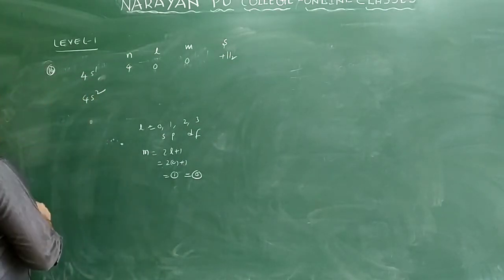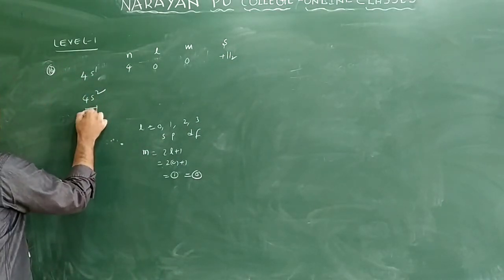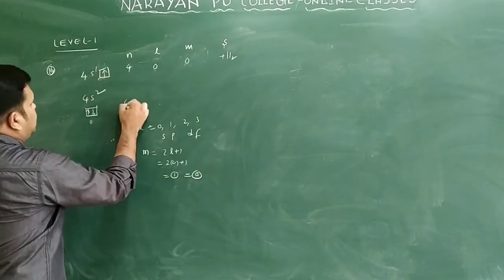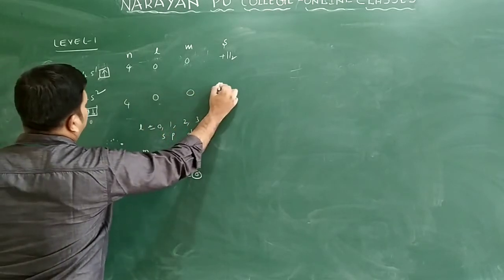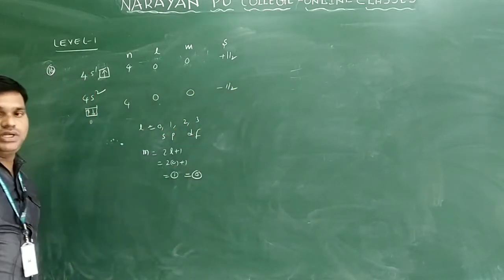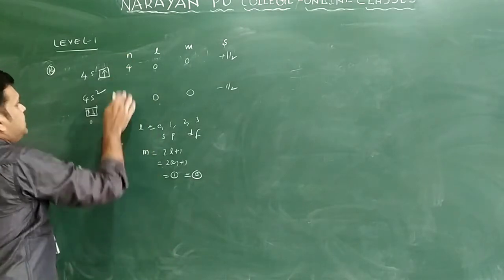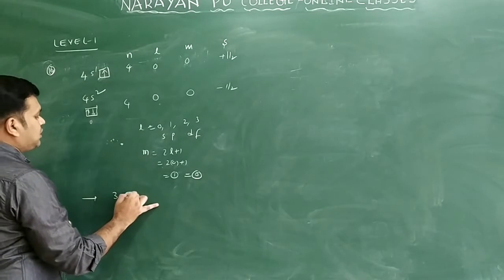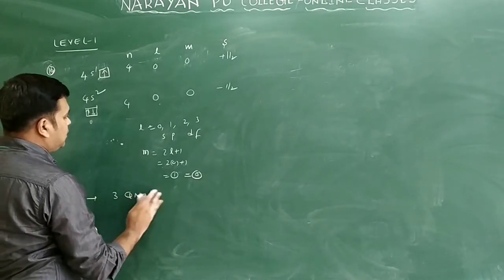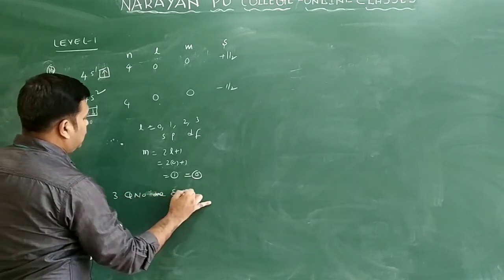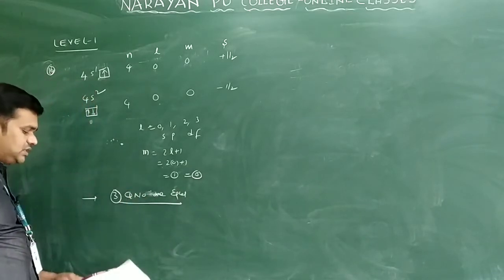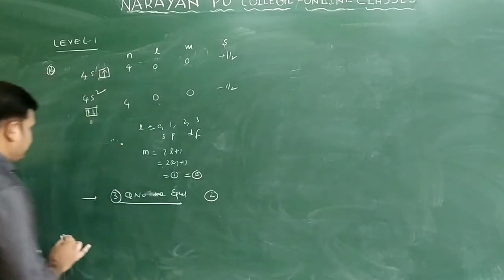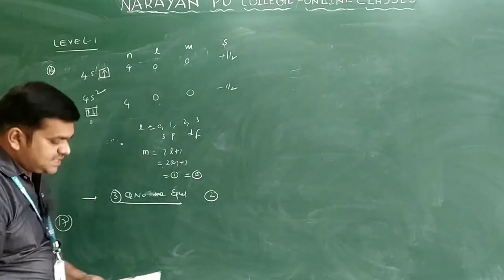Now for the second electron. This is the second electron only. The electron can be like this, in a clockwise direction. n value 4, l value 0, m value 0, but s is minus half. How many quantum numbers are equal? n is equal, l is equal, m is equal. So 3 quantum numbers are equal. So what is your answer? 3 means we have option 2. Now we'll see question number 17.